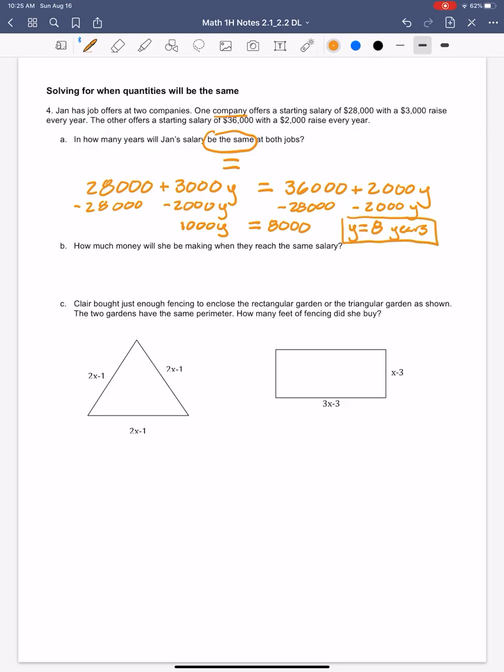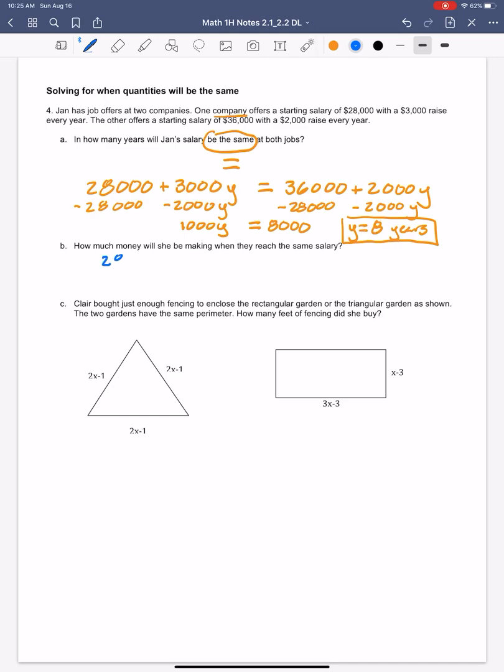It says how much money will she be making when they reach the same salary. Okay, well, if I want to figure out the amount of money she's making, I can take this 8 and plug it in for y into either one of these expressions, either on the right or on the left there. Okay, and I can figure that out. So I'll go ahead and do that.